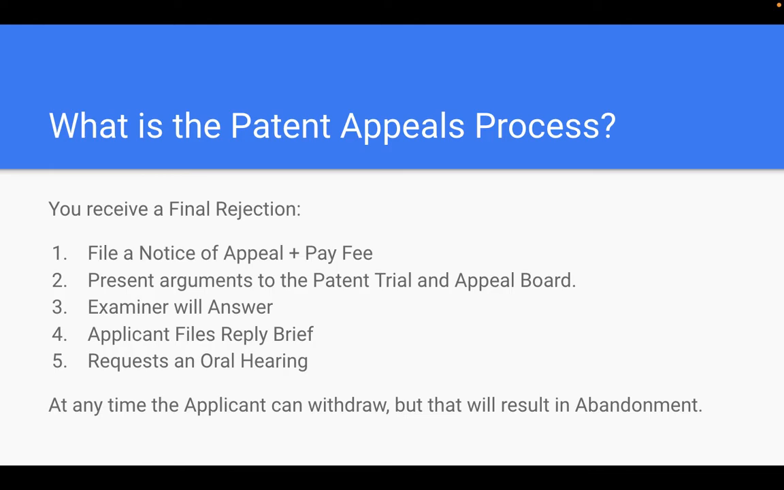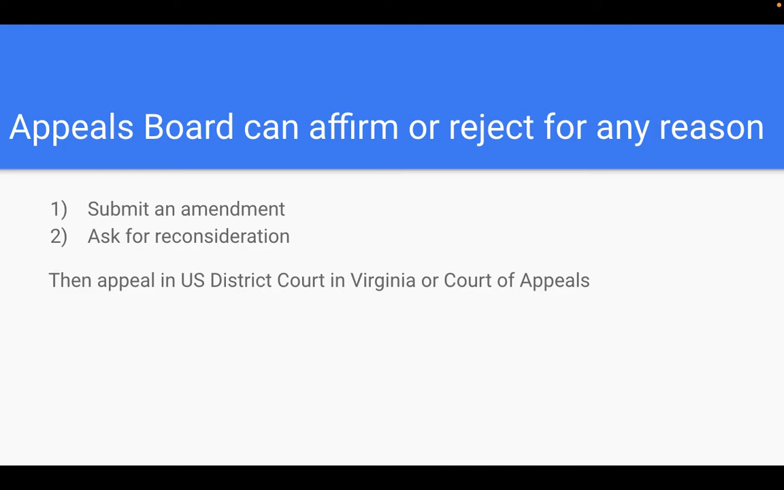First, you'll receive a final rejection. You're going to file a notice of appeal and you're going to pay the fee. Next, you're going to present the arguments to the Patent Trial and Appeal Board. The examiner is going to file an answer. The applicant will then file a reply brief, and then they'll request an oral hearing. And at any time, the applicant can withdraw, but if they withdraw, that's going to result in an abandonment of the patent application.